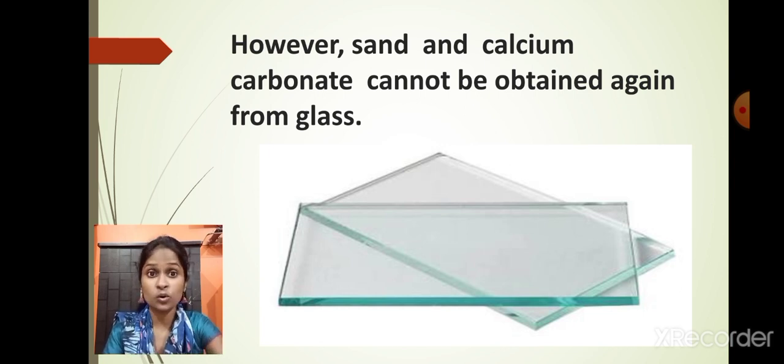Correct? So these are certain kinds of changes. When we mix two substances, we get a new, different material which we cannot change back. So this is called what? Irreversible change. We can't change them back to the earlier condition.